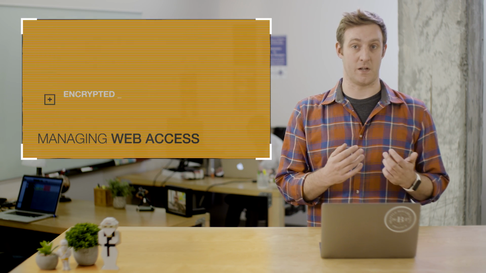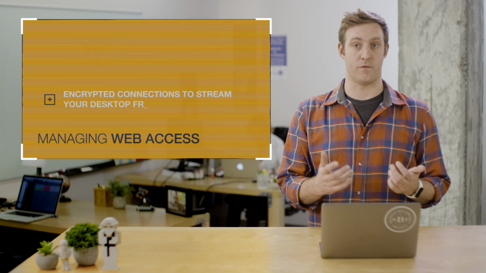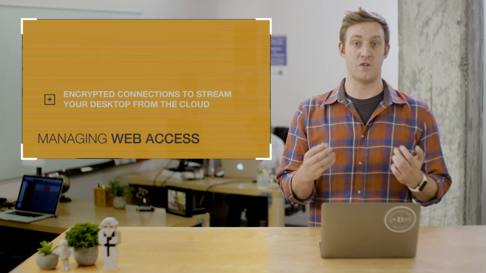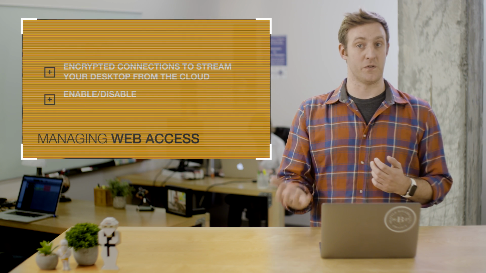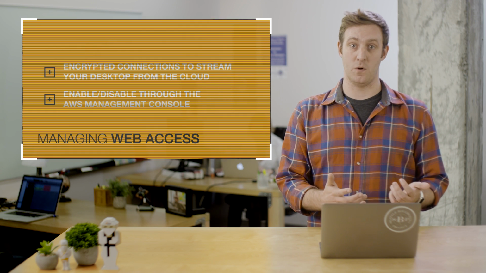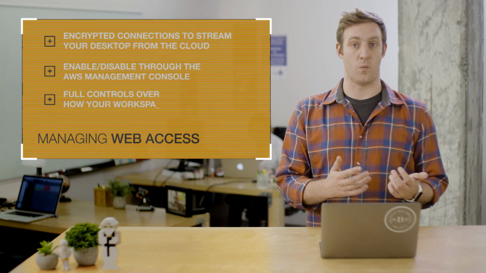Web Access uses encrypted connections to stream your desktop from the cloud to your device, rendering a fully functional desktop right inside your browser. It can be enabled or disabled through the AWS Management Console, providing you full controls over how your workspace is accessed. Web Access is available for all Workspaces customers from today.